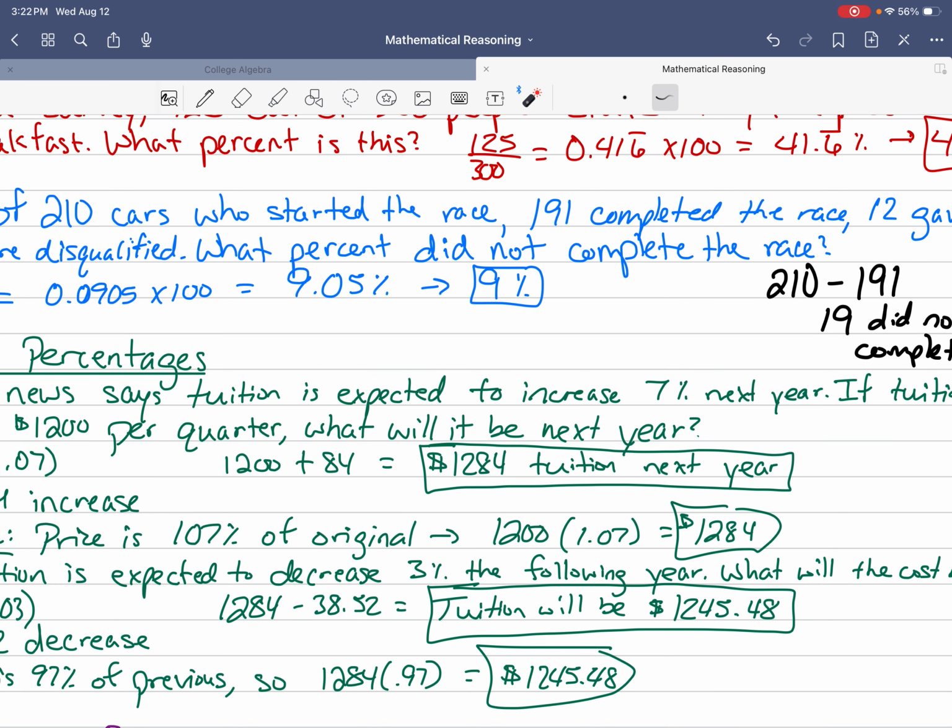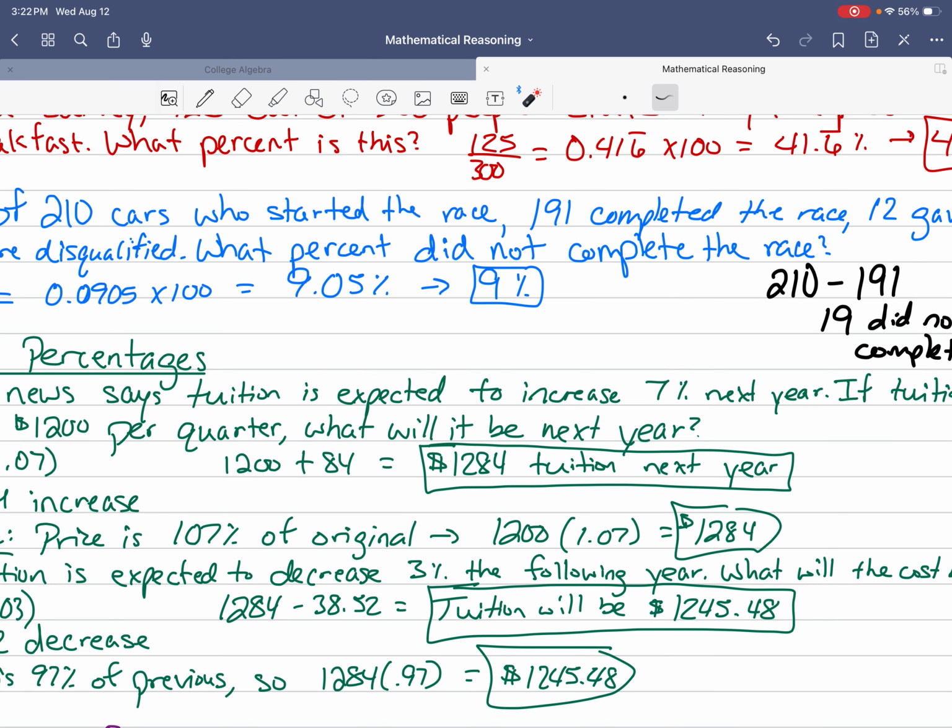So some people like this method better, because they see it as a quicker way. All I'm going to do is simply take my original price of 1,200 and multiply that by 107%. That would tell me right there that 107% of the price is 1,284, which is then going to be my cost for next year.